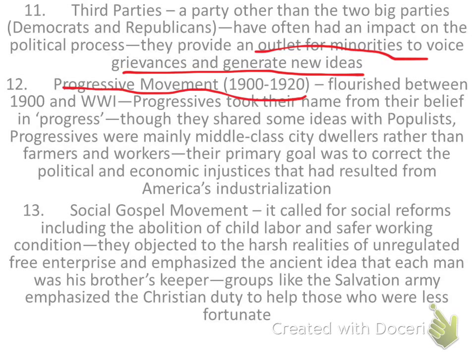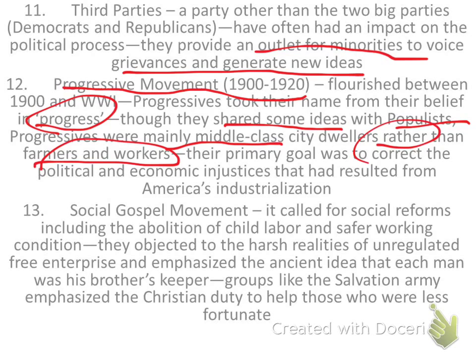Progressive movement. Early 1900s. Progressives took their names from the word progress, that we're getting better. They did share some ideas with the populists. Progressives were mainly middle class, city dwellers, rather than farmers and blue collar workers. So the populace was rural, blue collar, usually poorly educated, lower income, where the progressives were urban, better educated, and often either management or ownership of business.